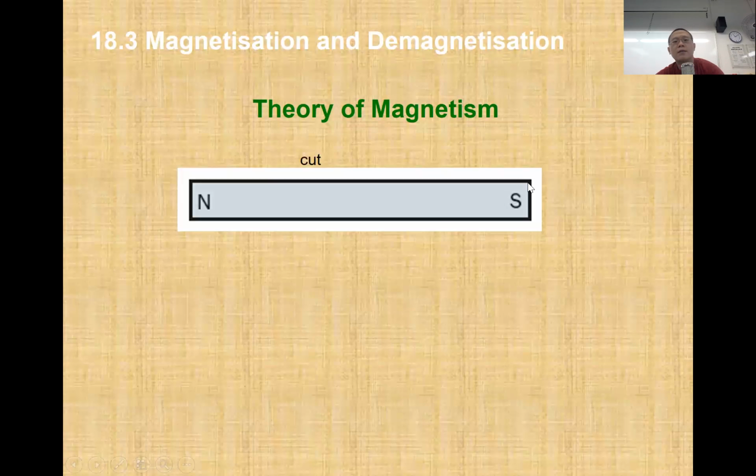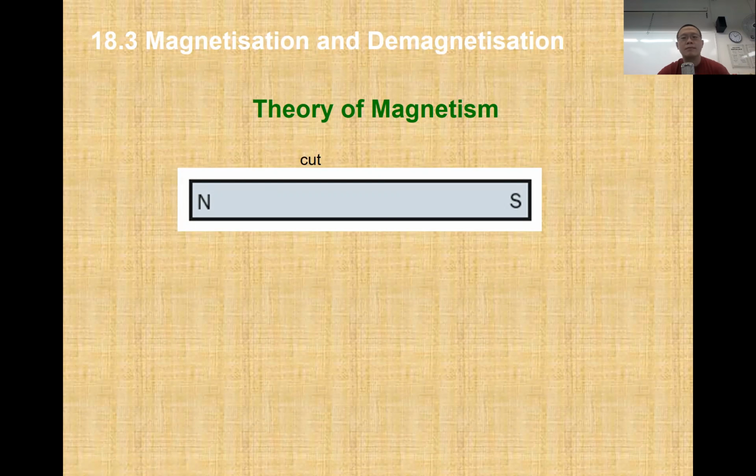Now, the idea of imbuing the magnetism, of making a magnet, or letting the material possess magnetic effect, is to actually align what we call the magnetic domains. But to understand that, we need to understand the theory behind magnetism.